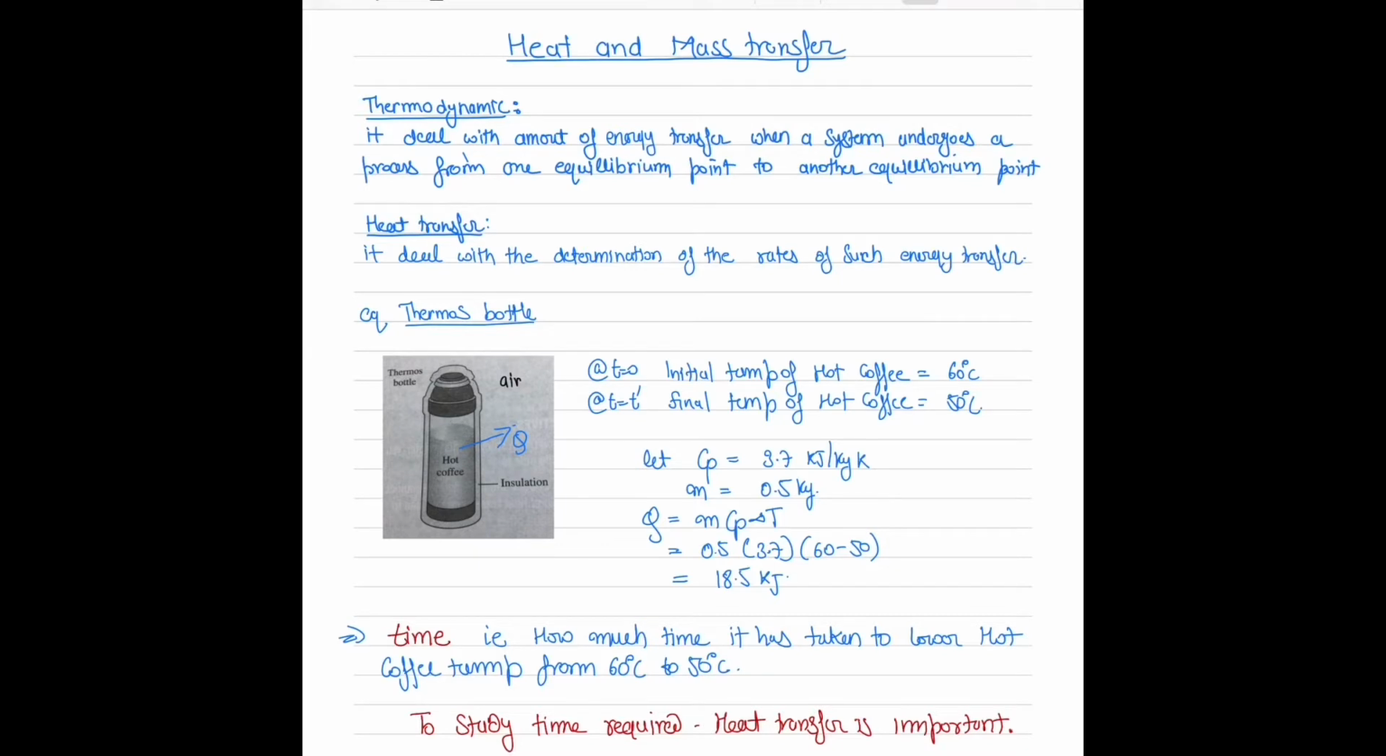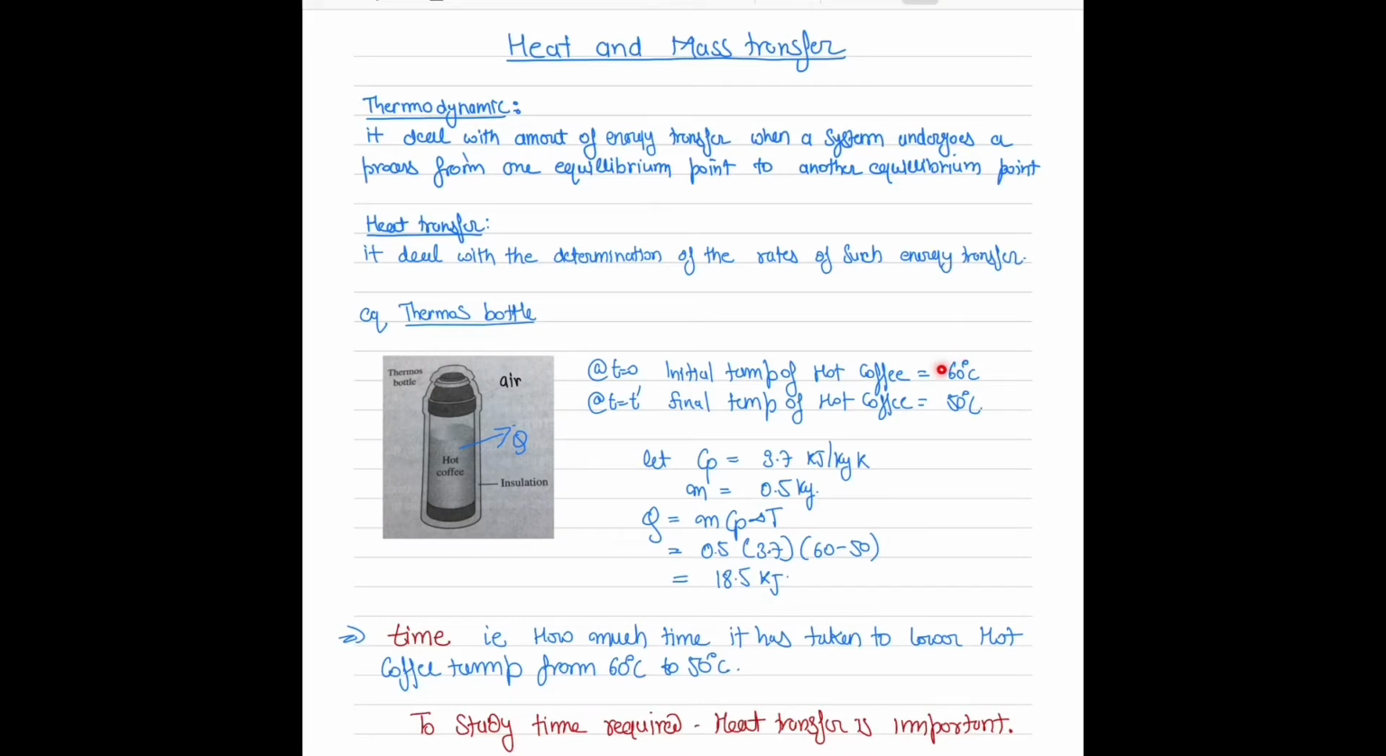So let us consider initially the coffee is at 60 degrees Celsius, that is time equal to 0, and after some time, that is t equal to t dash, maybe 6 hours or 7 hours, when you again want to have your coffee, you observe that your coffee temperature has dropped to 50 degrees Celsius. So this means that there was a heat transfer from the hot coffee to the surrounding air, denoted by Q.